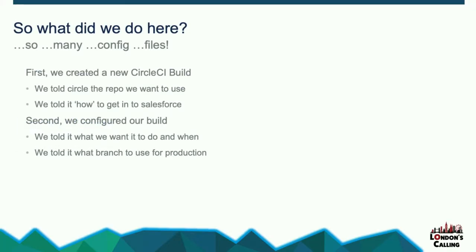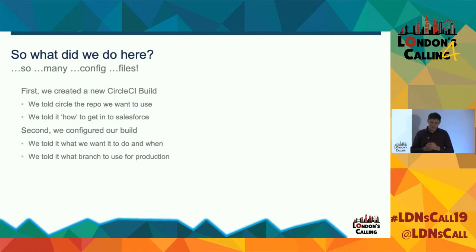So what did we do? We told Circle the repository that we wanted to use. We chose the London's calling one. We told it how to get into Salesforce. That was those environment variables. And then we configured it. With that config file, we told it what happens when we commit to master, what happens when we commit to any other branch. And we told it what branch, master, that we wish to use for production.